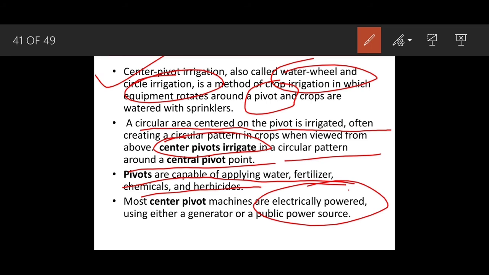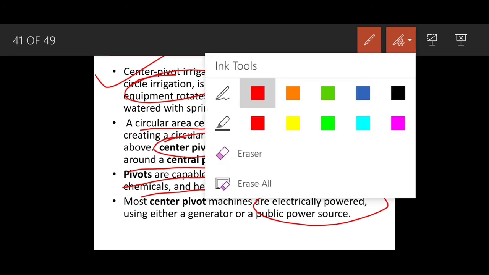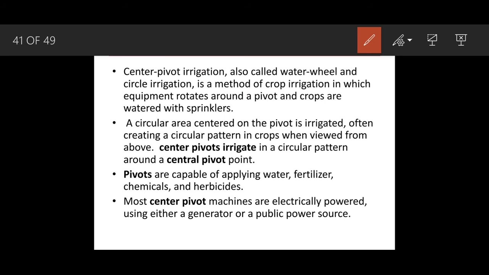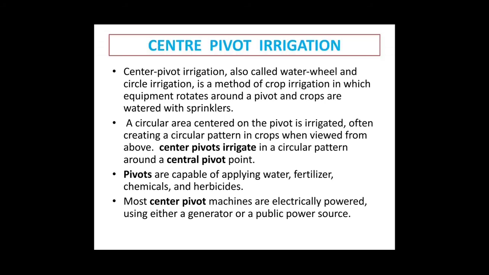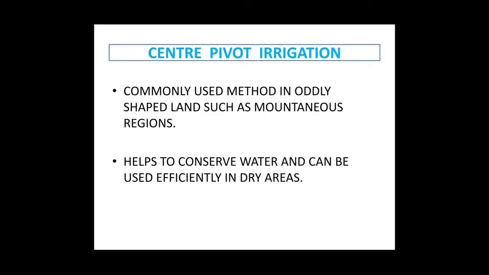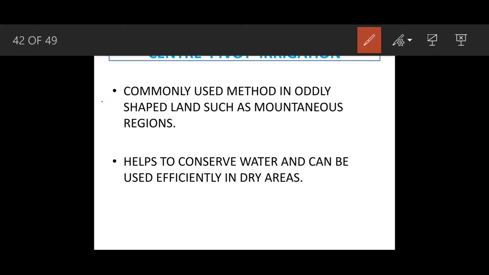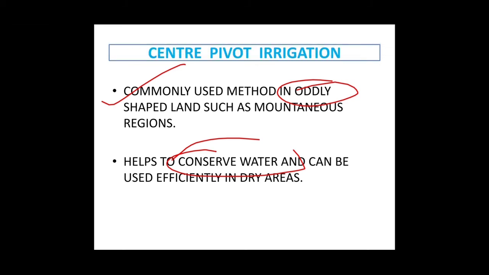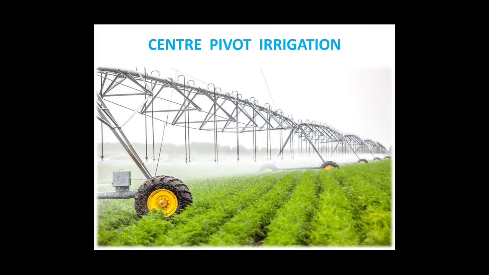So like this, children, this is about center pivot irrigation. I hope you have understood. It is a commonly used method in oddly shaped areas such as mountainous regions, helps to conserve water and can be efficiently used in dry areas. So I hope now all this is clear.